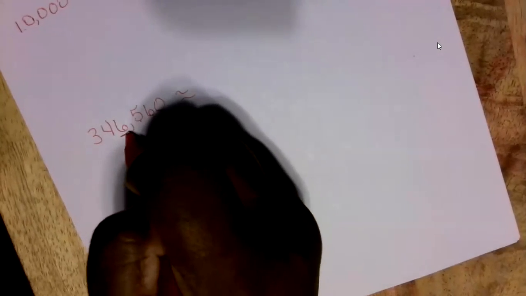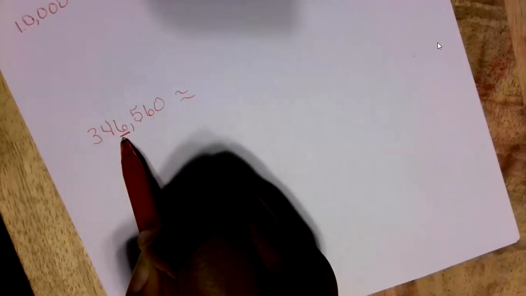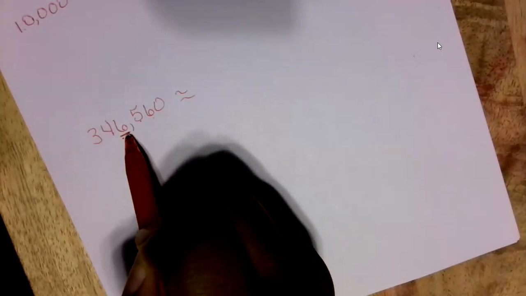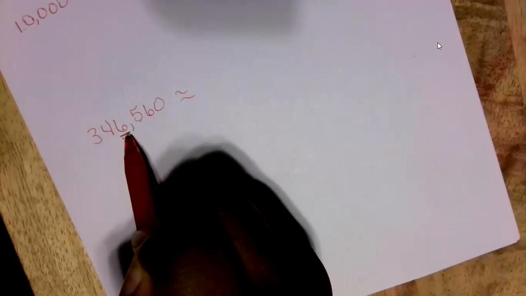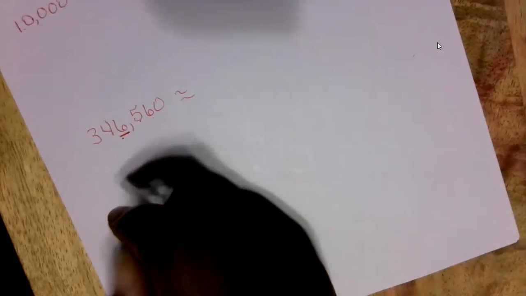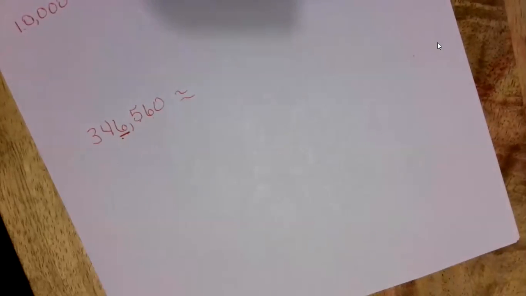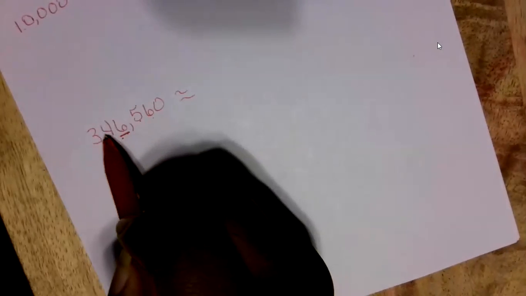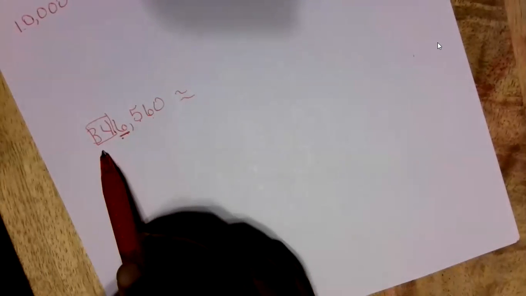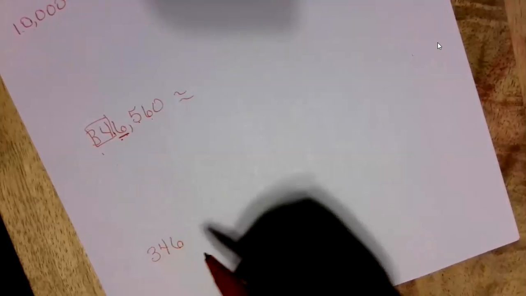Okay, so I'm concentrating on this 6. Now, this 6 has two choices. It could stay the same, or it could go up 1. So let's write down what it would be if it stayed the same. Any numbers that are higher in place value than what we are rounding stay the same. So the 34 will stay the same. Now we said that 6 is either going to go up 1 or stay the same. So right now we're writing if it stays the same, and everything behind it becomes zeros.